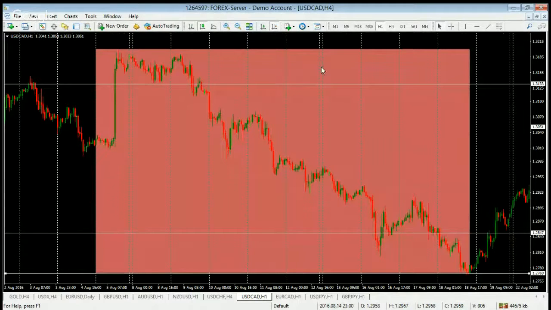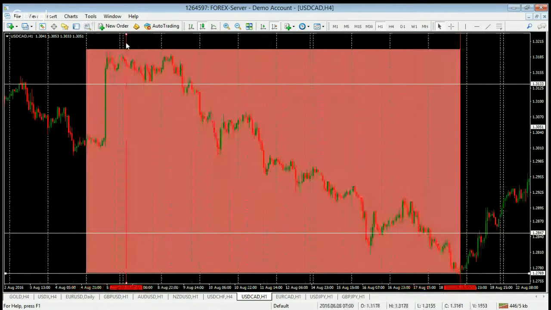I don't know if this thing is visible to some people. So, okay, let me just draw the horizontal line, so it's more visible because the zone is making it not visible. Let me delete this one.